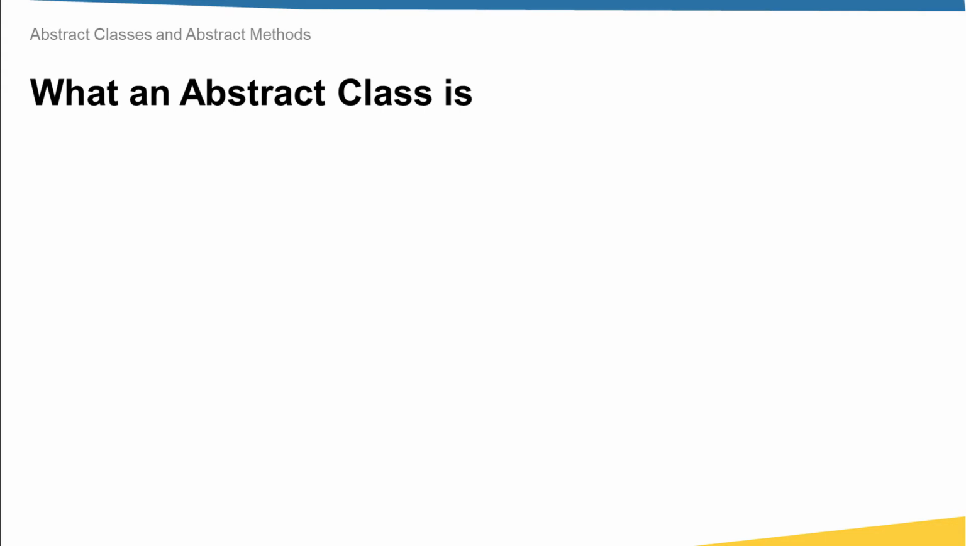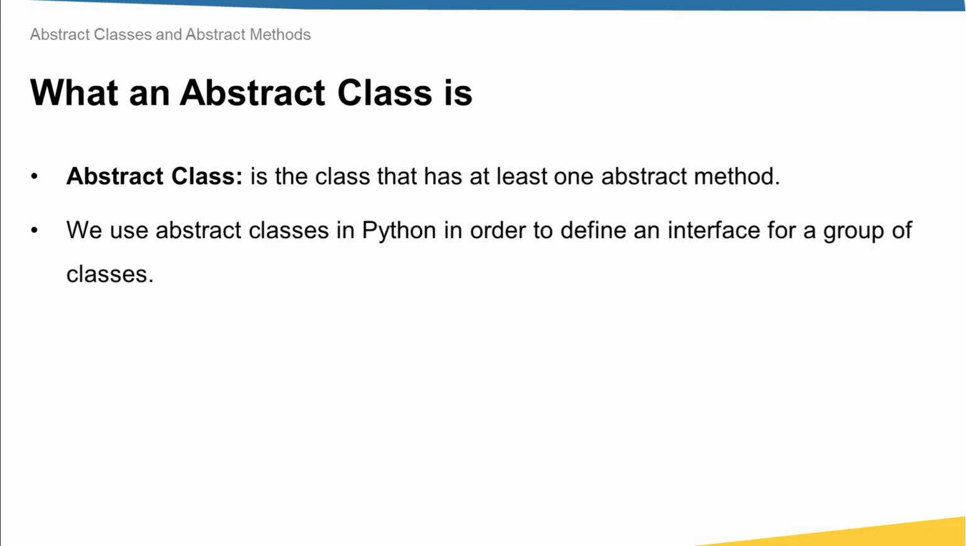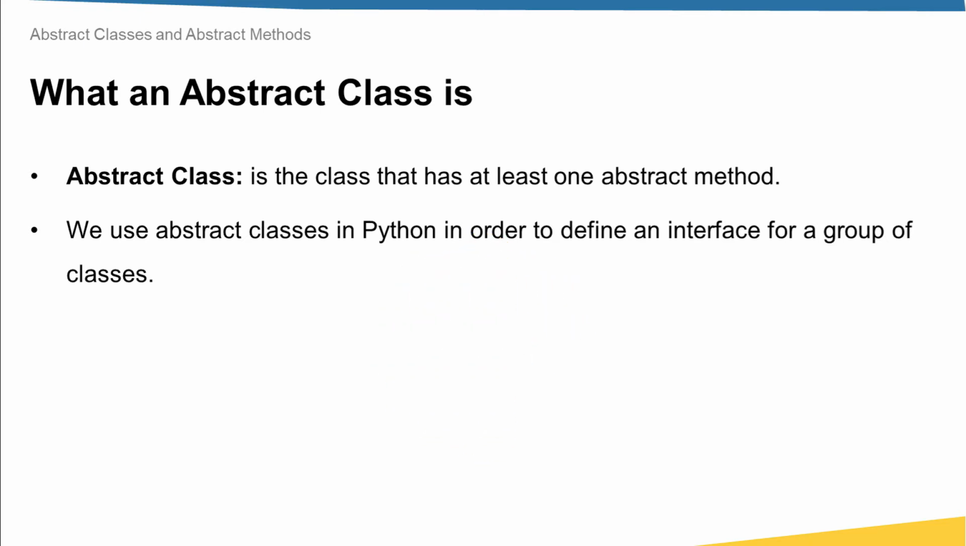So, what is an abstract class? Simply, if the class has at least one abstract method, we call it an abstract class. And if you ask me why we usually use abstract classes, I'll tell you that in Python or in any other programming language, there is the concept of an interface. And I mean by interface here, it's like a template for a class. So when I say that one class inherits this interface, I mean that that class will re-implement all the abstract methods that are available in that interface.